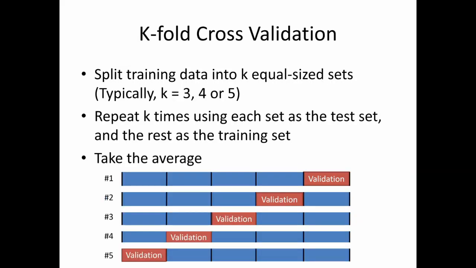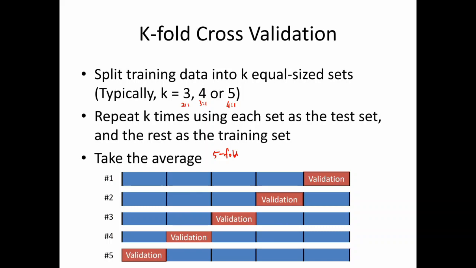So when you don't have enough data, you can do what's called k-fold cross validation. Typically k is 3, 4, or 5. The train to validation ratio would be 2 to 1, 3 to 1, and 4 to 1. And the way you do it is this. So suppose we do 5-fold cross validation. So you divide your training and validation set into 5 groups.